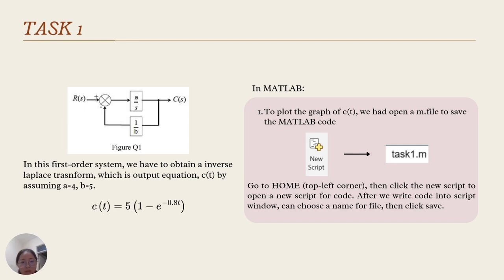So in MATLAB, to plot the graph of c(t), we have to open the M file to save the MATLAB code. Go to the Home tab, then click New Script to open the script for code and write the code into the script window. Then choose a name for the file and click save.